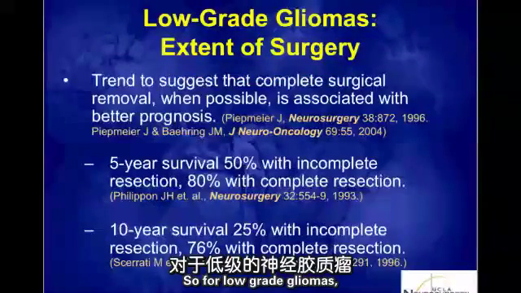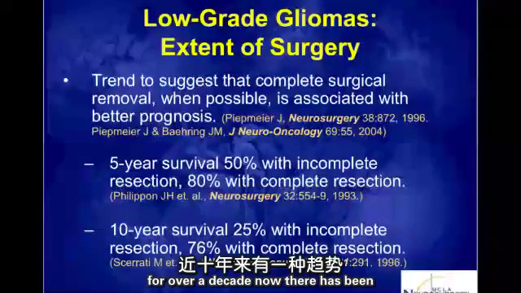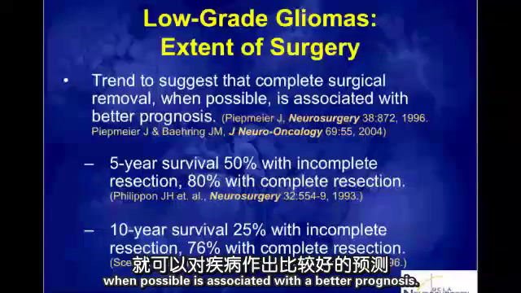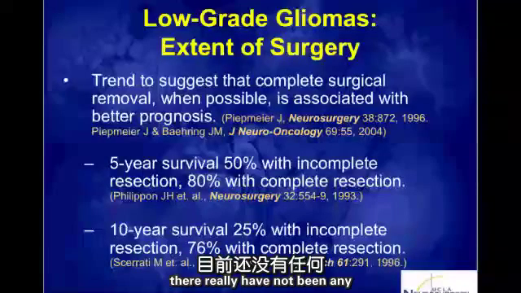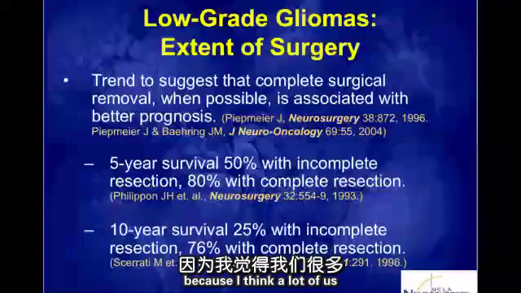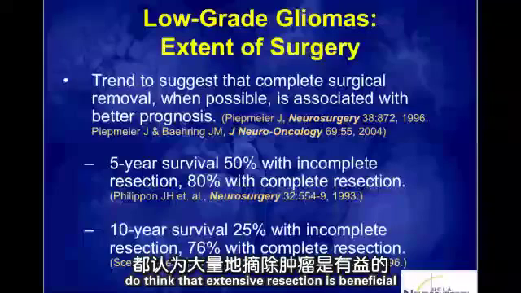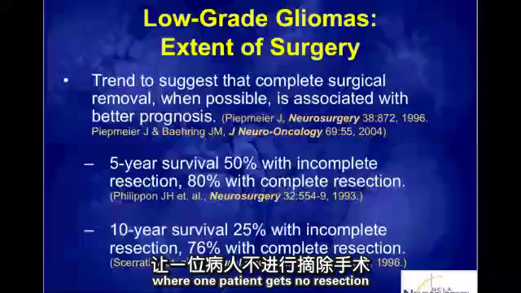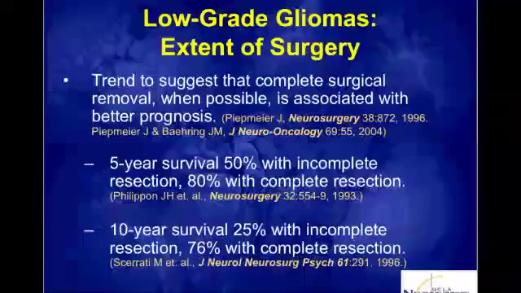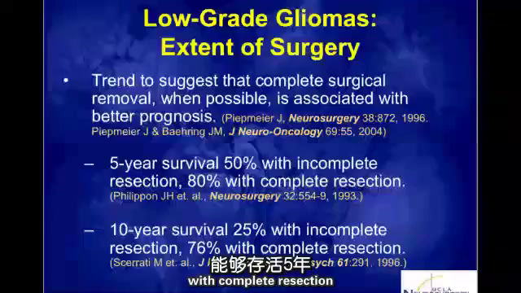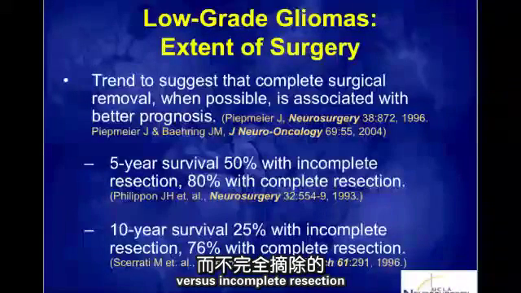So for low-grade gliomas, for over a decade now, there has been a trend to suggest that complete surgical removal, when possible, is associated with better prognosis. All these studies have been retrospective. There really have not been any prospective randomized studies to prove this, and I don't think there ever will be, because a lot of us who do many glioma surgeries believe that extensive resection is beneficial. So it's very hard to randomize people into a group where one patient gets no resection and another does. But in these retrospective studies, 5-year survival is better with complete resection versus incomplete resection, as well as 10-year survival.